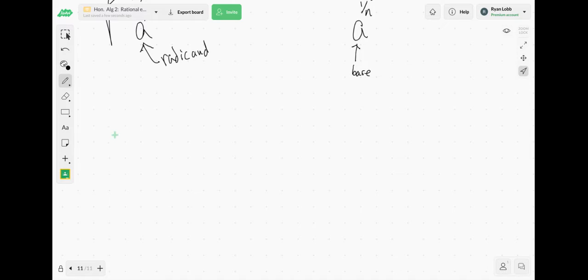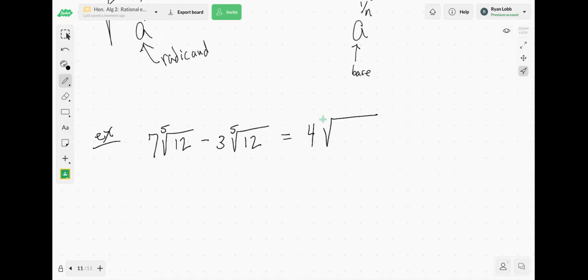So if we look at something like, a little example here, 7 times the 5th root of 12 minus 3 times the 5th root of 12. Just think of these as things. I have 7 of these things minus 3 of these things, and these things are the same. So if you have 7 of these minus 3 of these, you would then have 4 of these, and these are the 5th root of 12. Done. That's it. I mean, subtract those because they are like radicals.